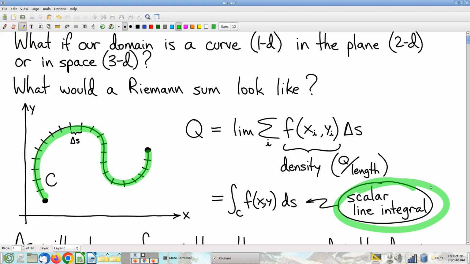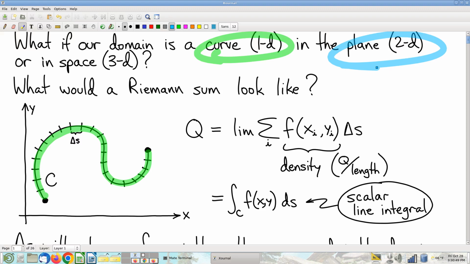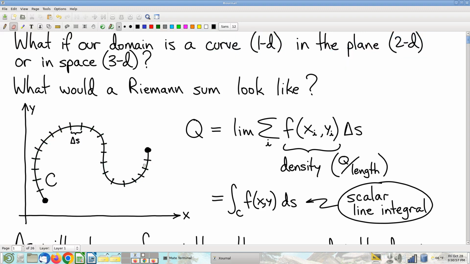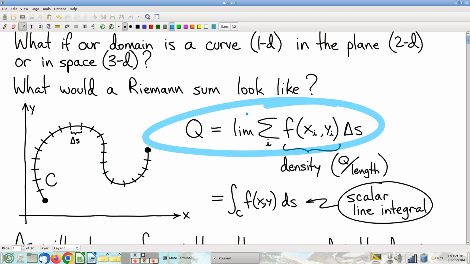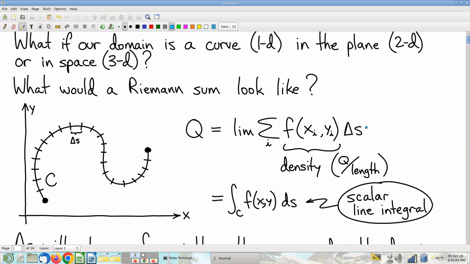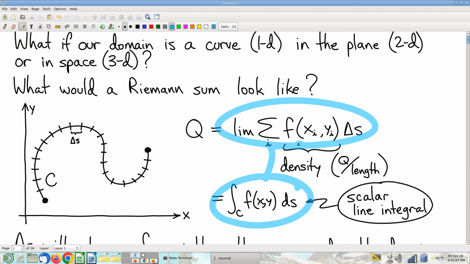curve in space. The distinguishing feature is that the domain itself is of a different dimension than the world that it lives in. So here's a curve in 2 dimensions, or 3 dimensions of the same picture, morally, right? So this is how you do chop it up, add it up on such things. We got this notation to represent this construction, and this is the name for it.